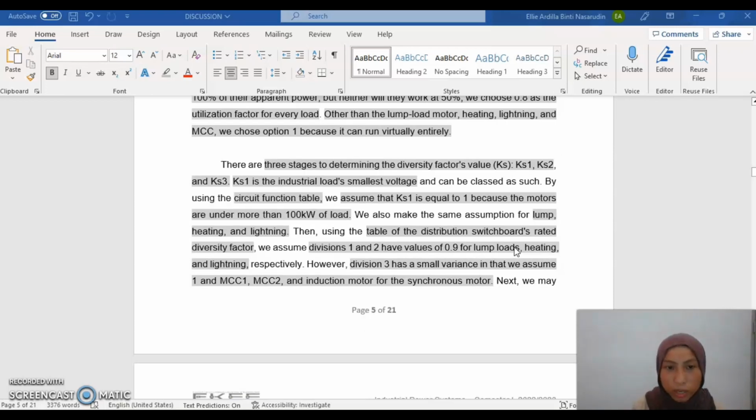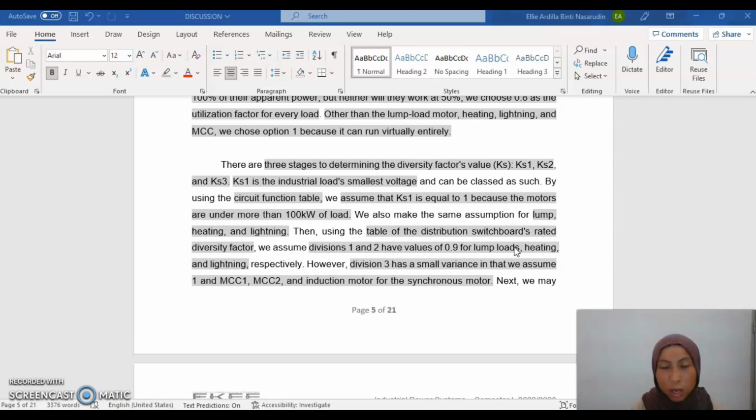In this load demand, we have 3 stages, which are KS1, KS2, and KS3. KS1 is the industrial load, smaller voltage, and by using the function circuit table, we assume that KS1 is equal to 1 because the motors are under more than 100 kW of load.